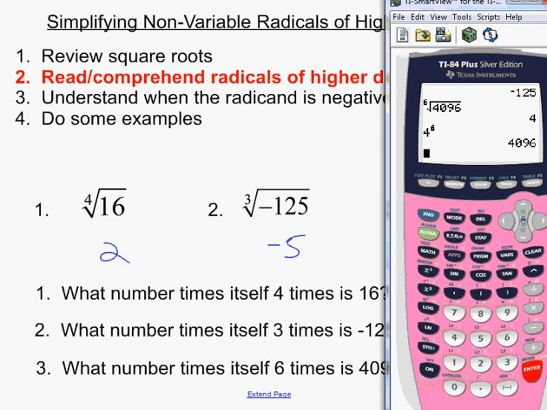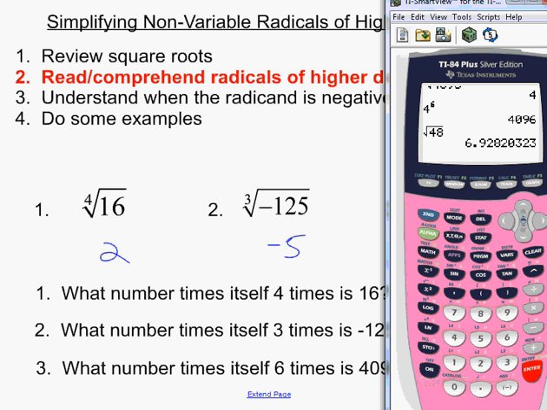yielded not nice answers. For instance, if you were ever in a situation where you got the square root of 48 was a decimal, it would be an indicator that you should try and do the 2-for-1 method, or the biggest square method, and try and simplify the square root of 48. So we're going to apply that as we go into radicals of higher degree as well.